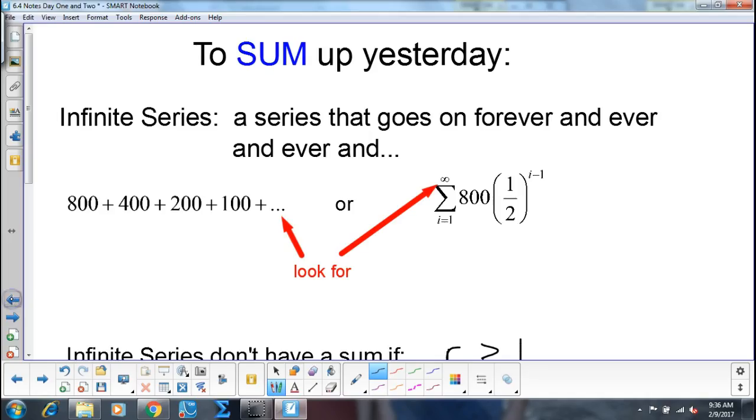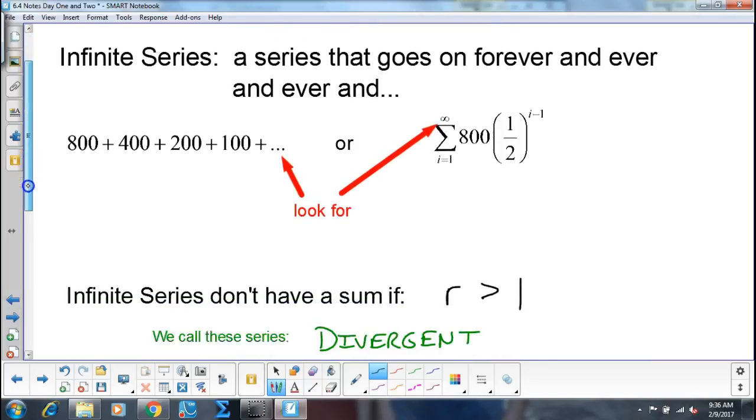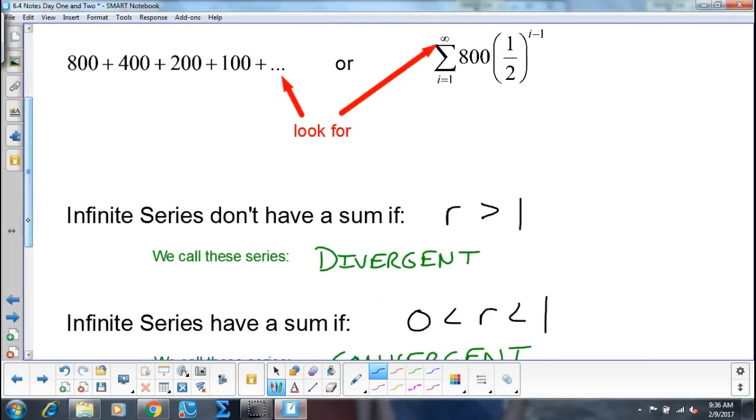So we could go back here and we could amend this to say that if the absolute value of r is greater than 1, it doesn't have a sum, it's divergent. Okay?